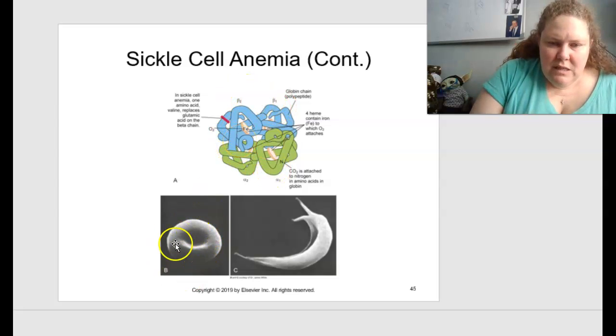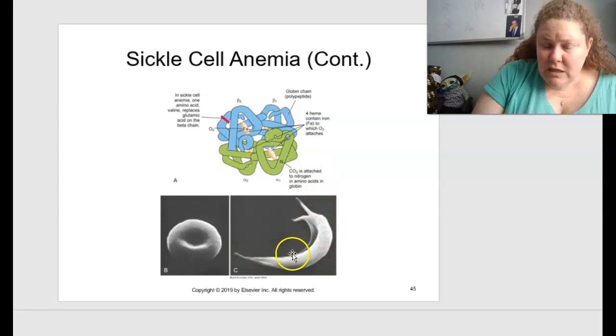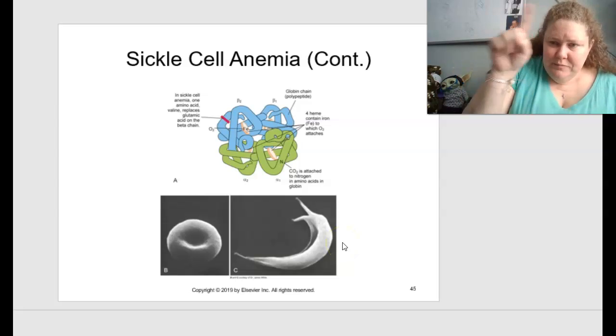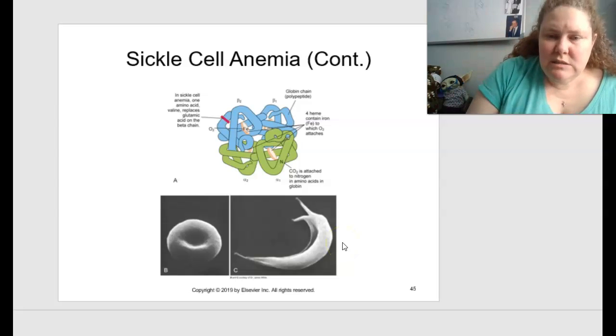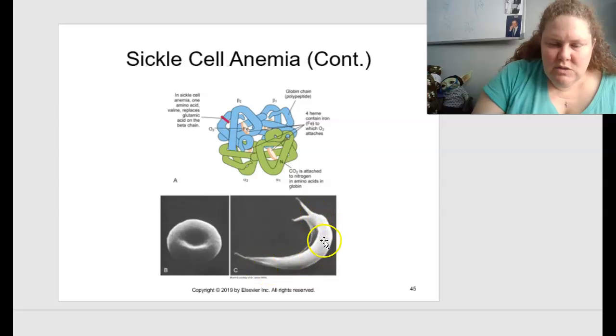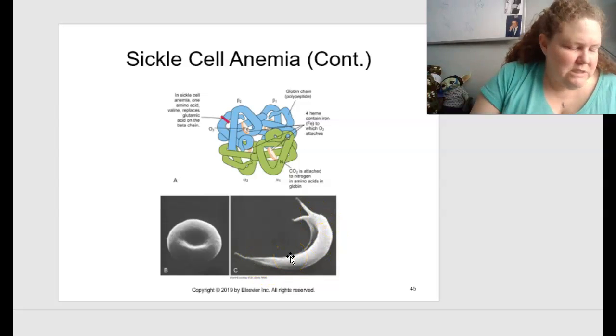Here is a normal red blood cell. You can see it looks like a donut with the thinned center, and this is a sickle cell anemia cell. Just from the flip-flop of this one amino acid, it causes the shape differential because now the protein's not going to fold correctly. And this looks like a sickle, which is like an old kind of sword thing. It's a sickle, C-shaped knife. And so this is what sickle cell anemia red blood cells look like.